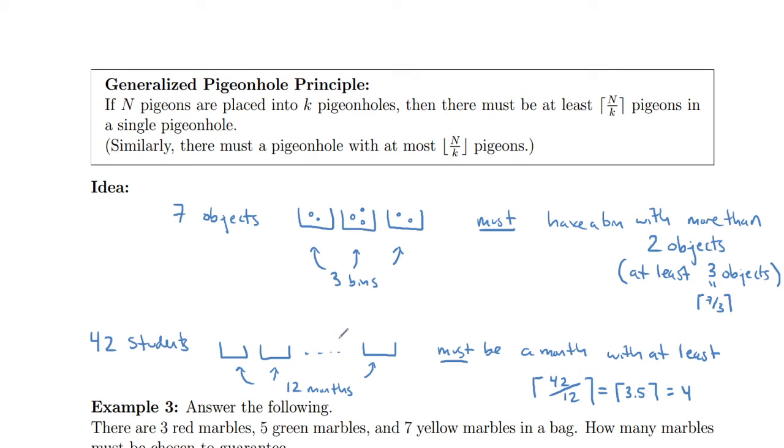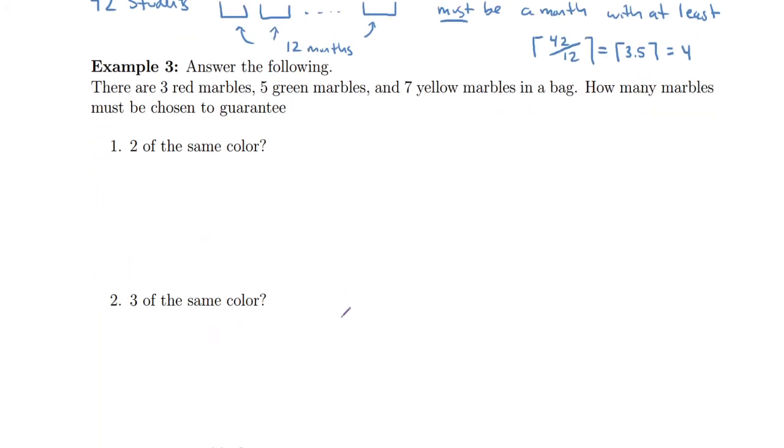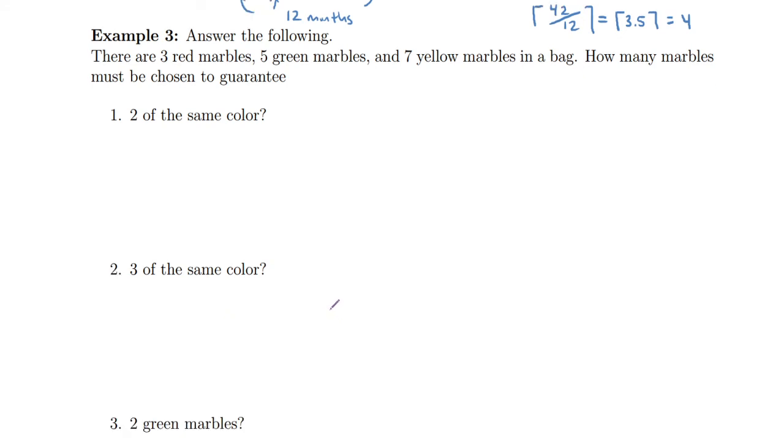Okay, so let's start to look at some related problems like this, and you can see how they can turn into some non-trivial ones pretty quickly. Suppose that you have 3 red marbles, 5 green marbles, and 7 yellow marbles in some bag. Okay, so they're all in that bag. And how many marbles would have to be chosen so that 2 of them were the same color?